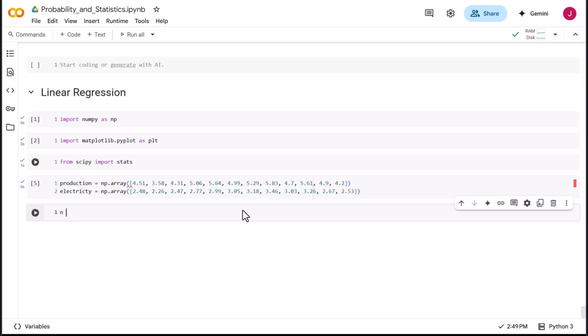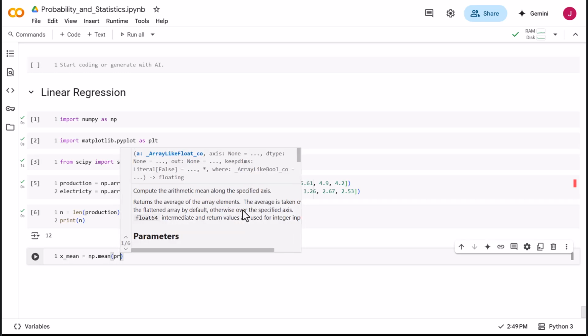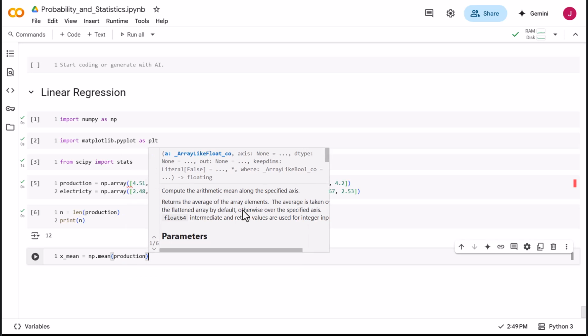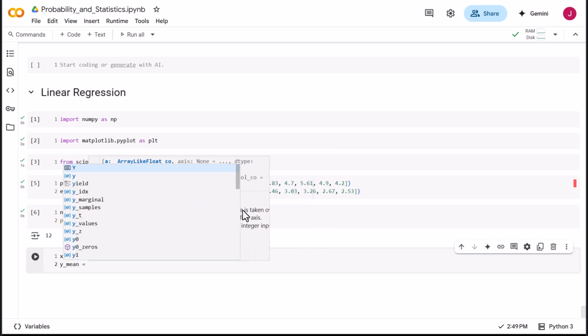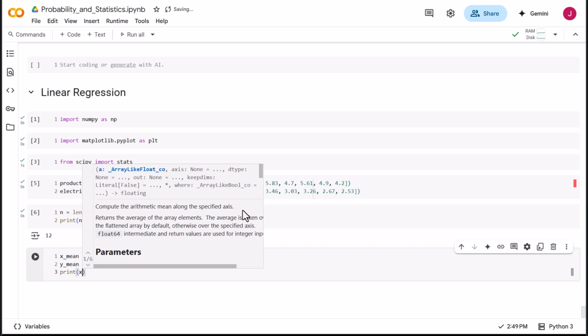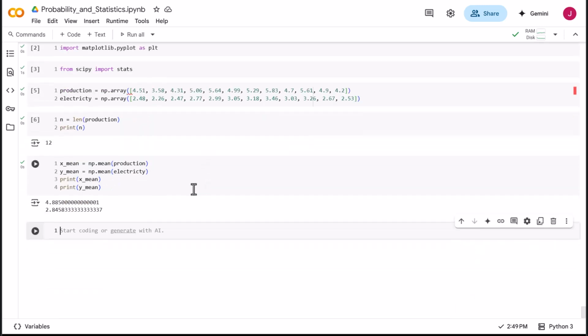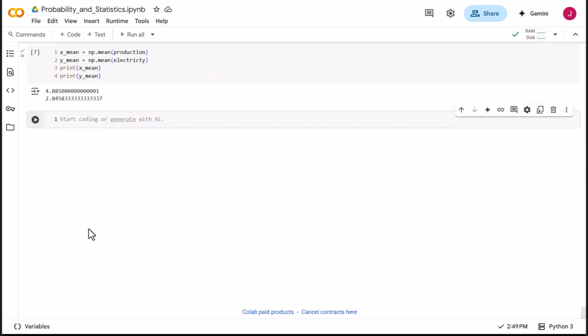Now we're going to get the length. The length of either data set is fine. So n is the length of production, and we're going to print n. So we have 12 data points. Then we're going to calculate x mean. X mean is equal to np.mean of production, and y mean is equal to np.mean of electricity. Then we can print x mean and y mean, right? So 4.88 and 2.84.